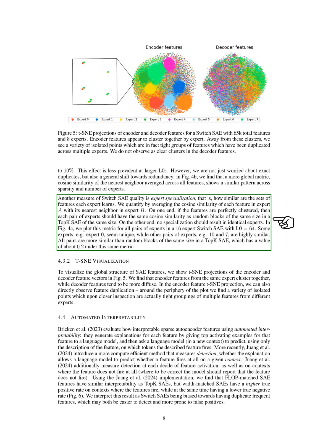Additionally, we examine expert specialization, which reflects how similar the feature sets learned by each expert are. We quantify this by averaging the cosine similarity of features between different experts. If features are perfectly clustered, the similarity should match that of random blocks in a top-K sparse autoencoder. Conversely, if there is no specialization, the experts would be identical. Our findings reveal varying levels of uniqueness among experts, with some being quite distinct while others are more similar. Overall, all pairs of experts show greater similarity than random blocks in a top-K sparse autoencoder.